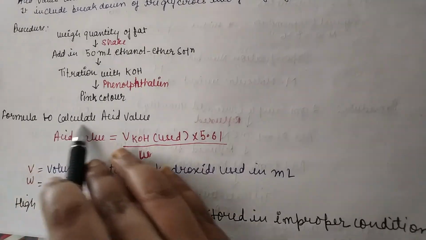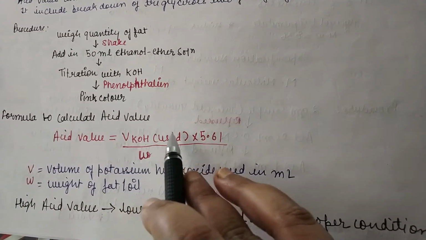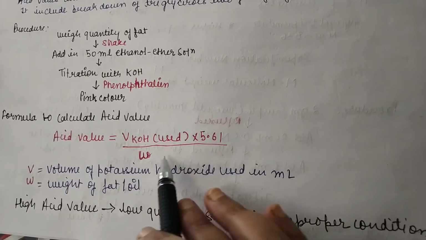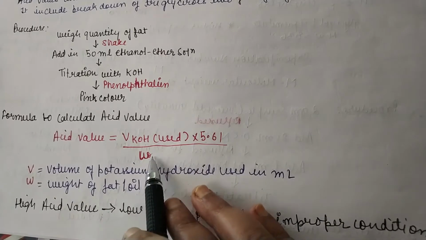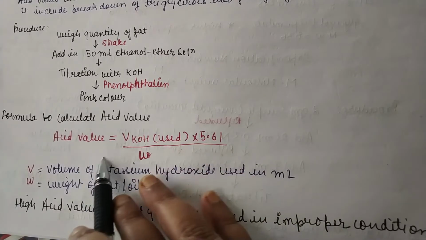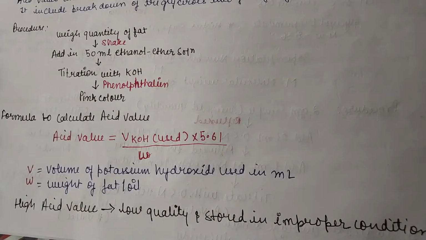Let's see the formula to calculate acid value. It is equal to the volume of potassium hydroxide used in the titration multiplied by 5.61 and divided by W. W is the weight of fat and oil. So by this formula we can calculate the acid value of any fat or oil sample.